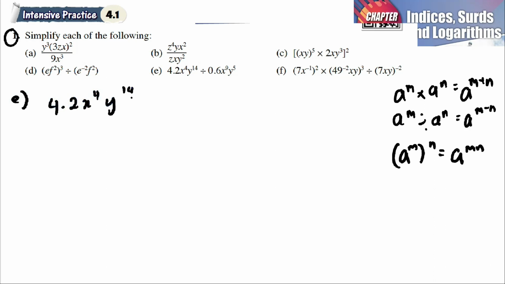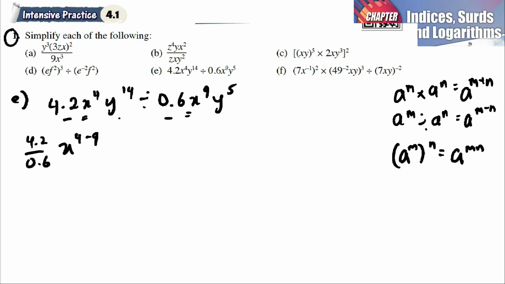4.2x⁴y¹⁴ divided by 0.6x⁹y⁵. So number with number, unknown with the same unknown. Number and number, 4.2 divided by 0.6, and then the same base with the same base, x to the power of 4 divided by x to the power of 9. When we divide, we have to minus the power, 4 minus 9. And here y and y, so y¹⁴ divided by y⁵, that means you have to minus the power here.